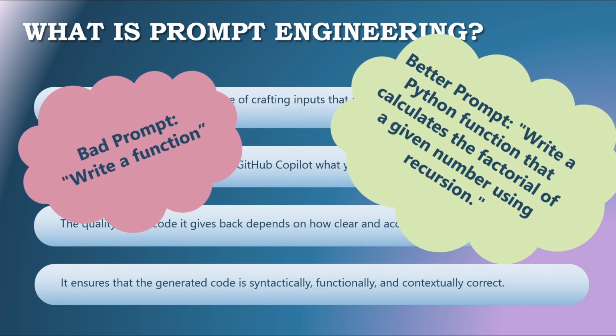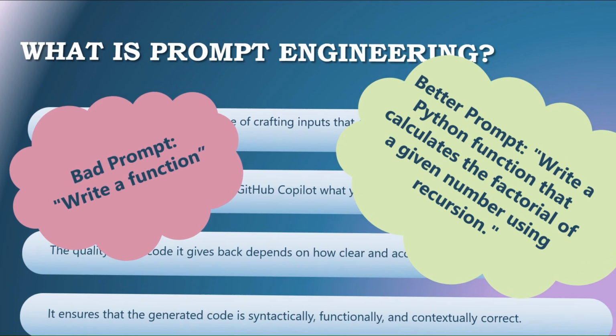For example, a bad prompt is like "write a function." And a better prompt could be "write a function that calculates the factorial of a given number using recursion." So can you see the difference? The second prompt gives Copilot all the necessary context, like what language, what function, and what approach, like recursion in this case. Without that detail, Copilot might generate something that is completely unrelated.